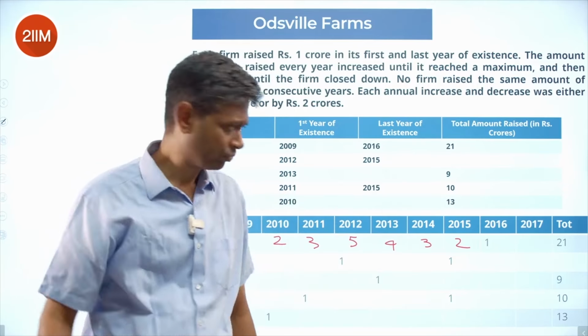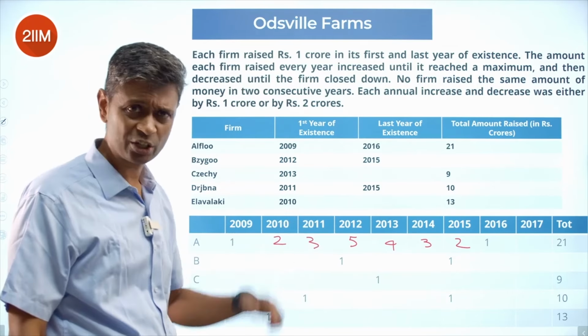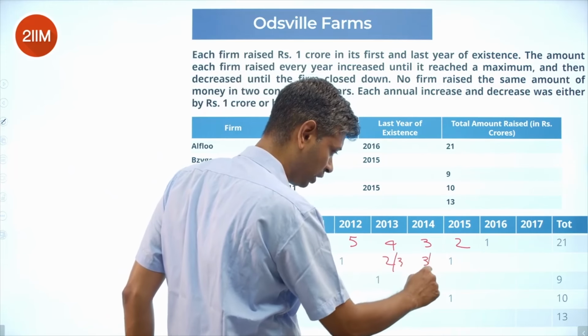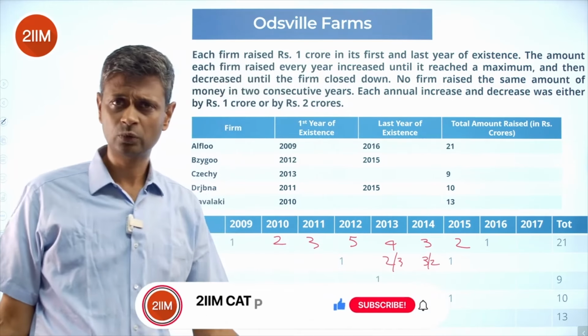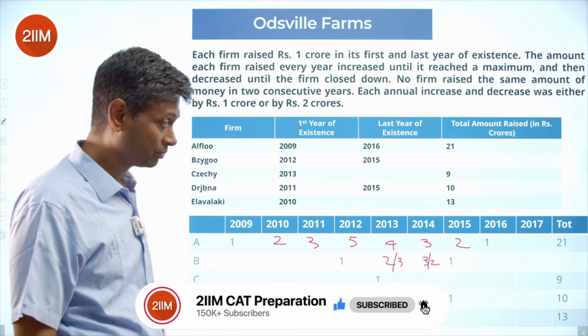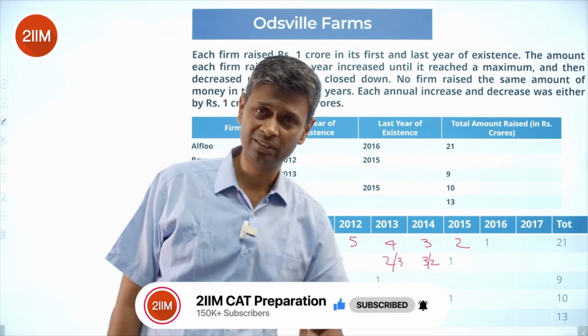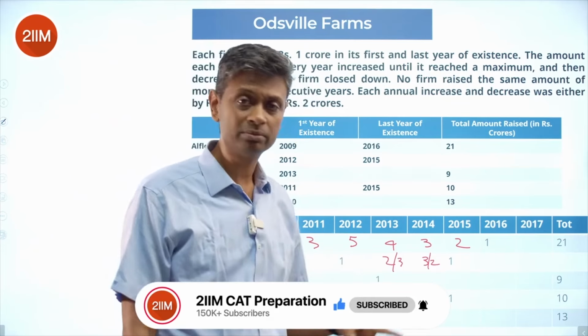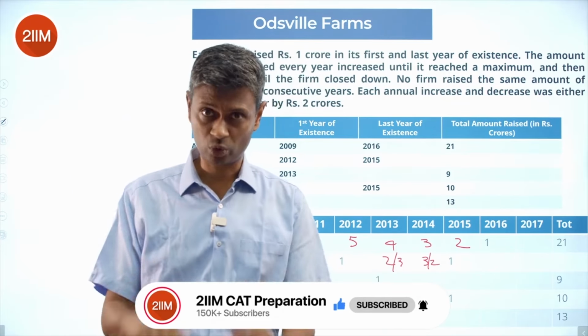Only 2 possibilities. This one, 1 dash dash 1, it's either 1, 2, 3, 1 or 1, 3, 2, 1. One of the two. C starts with 1, total adds up to 9. It cannot have been 2 years, it cannot have been 3 years. 3 years, only possibility is 1, 2, 3, 1 or 1, 3, 2, 1, adding up to 7 crores.